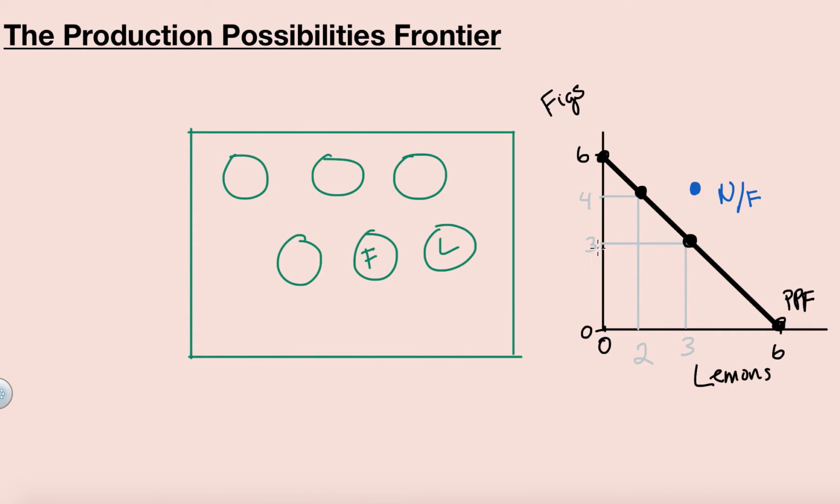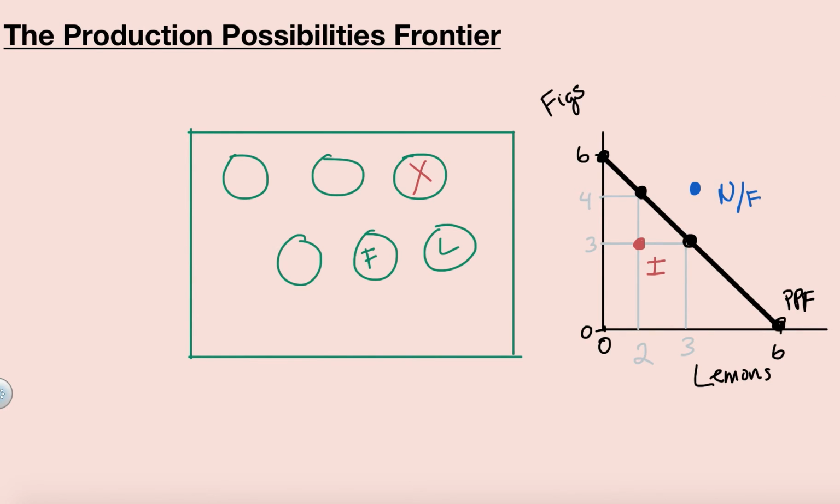If I wanted to, I could produce 3 units of figs and 2 units of lemons, and I would be at this point right here, but we're going to call that a point of inefficiency. It's not efficient for me to produce there because I could produce more. So anything that's within the boundaries of the production possibility frontier represents some sort of unused resources or some source of unemployment, which is unused labor.